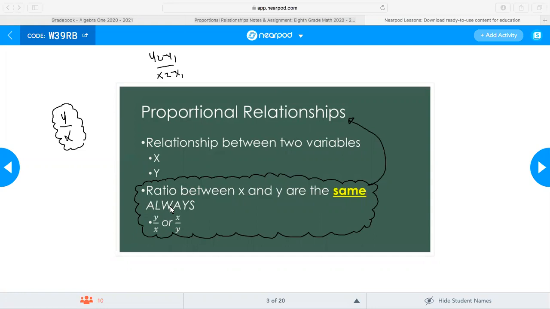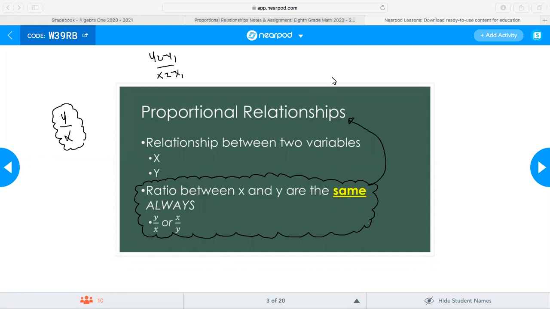So if I'm looking at a table or I'm looking at a graph, the ratio between y and x should be the same for each point if the relationship is proportional. So this definition right here, I think makes a little bit more sense than the one that I originally gave. So the ratio between x and y are the same always for a proportional relationship.